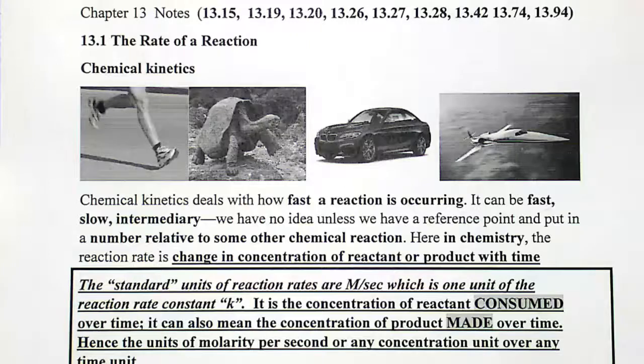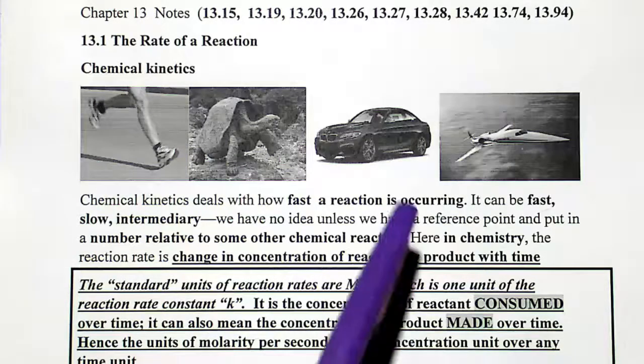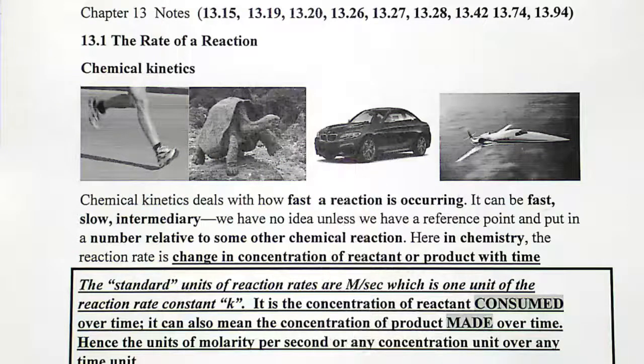Chapter 13 deals with the rate of a chemical reaction and deals with the common term known as chemical kinetics. And kinetics is just a fancy word for how fast a reaction is going. So a reaction can go at the pace of maybe a sprinter. It can go as slow as a turtle, and it can go at an intermediate speed, such as a car traveling from point A to point B. And you can have reactions that occur at a supersonic rate, something that's extraordinarily fast.